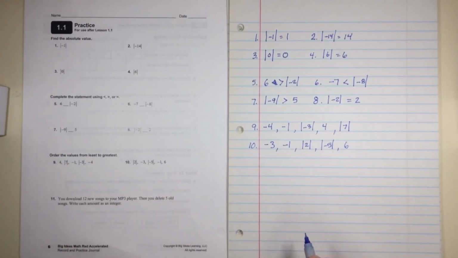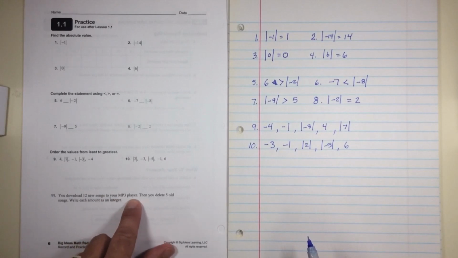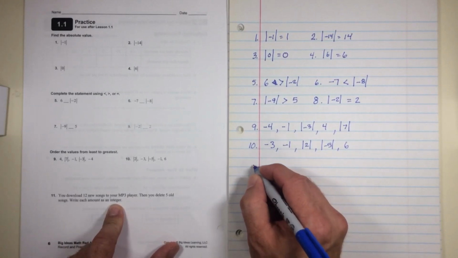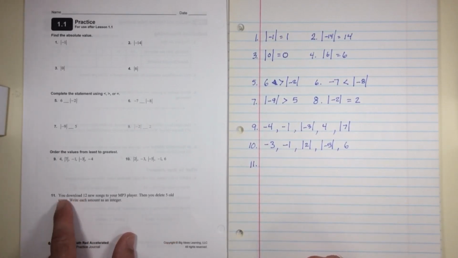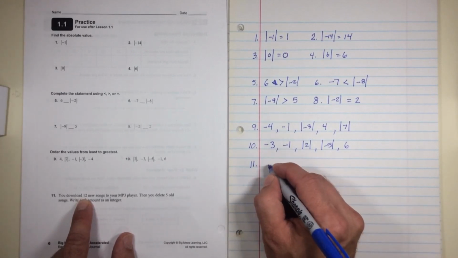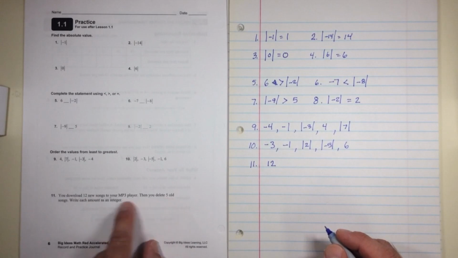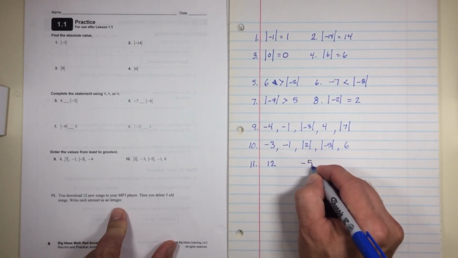And finally, you download 12 new songs to your MP3 player. Then you delete 5 old songs. Write each amount as an integer. I'm not doing any mathematical calculations here, so it does not want me to come up with like 7 for an answer. It wants me to write, you download 12 new songs, so that would be a positive 12. And you delete 5 old songs, so that would be a negative 5.